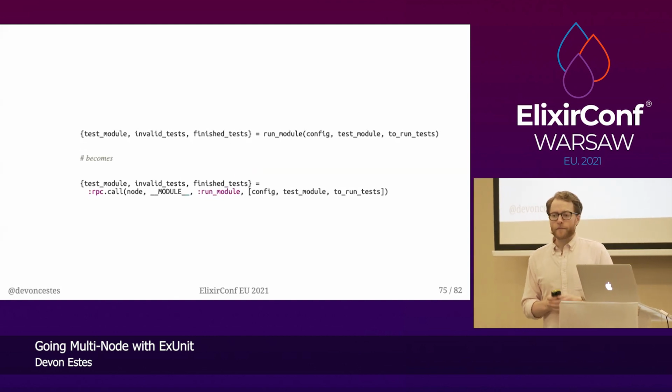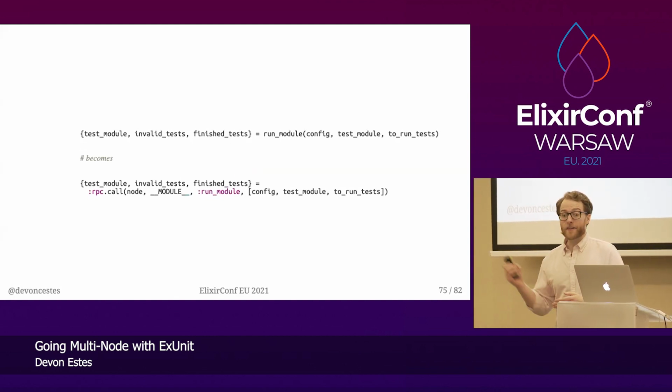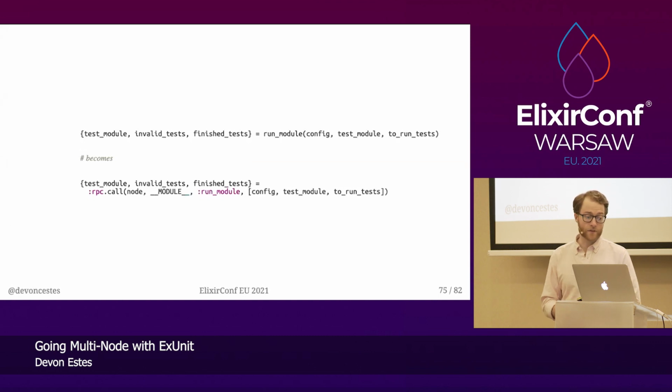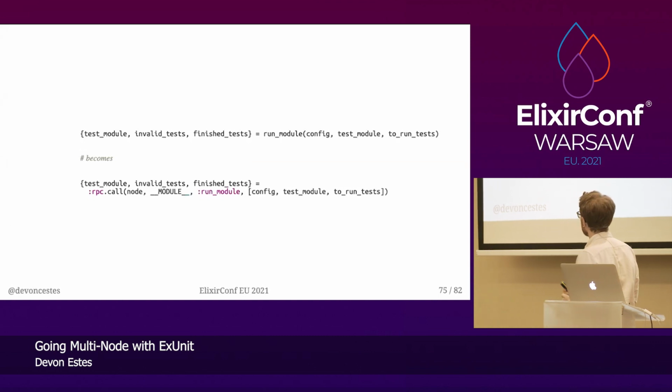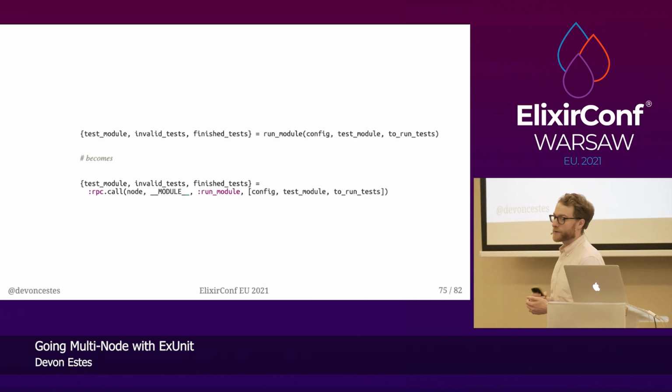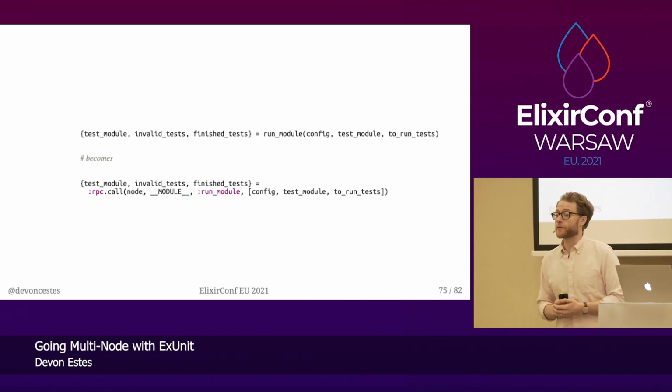And remember how I said we weren't going to see too much real code? This is the other bit of real code. This is the other exact change that we had to make in order to do the distribution. It's just the compiler, and it's this. It's literally 5 lines of code to take something that's parallel and make it distributed. So instead of just saying run module, we're now doing an RPC call to run the module.